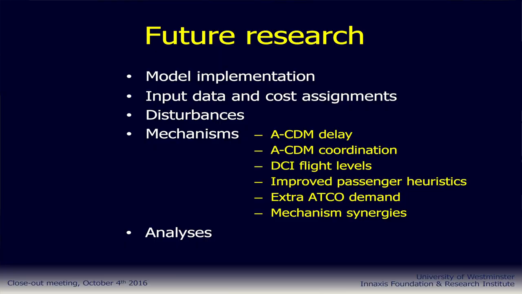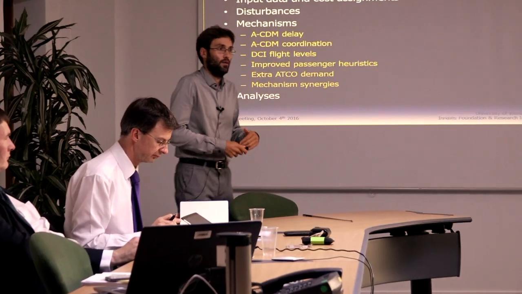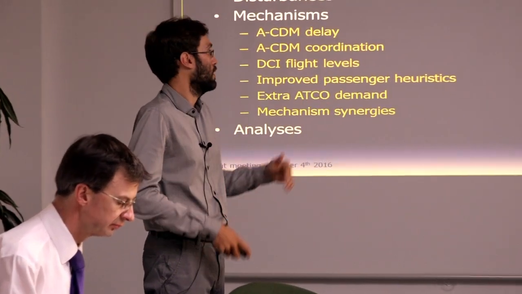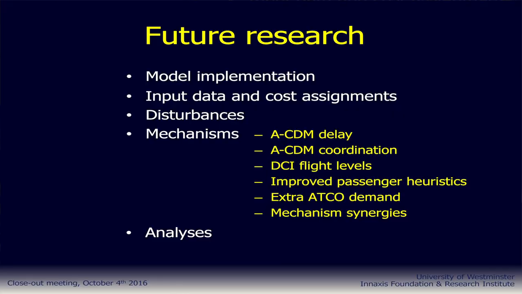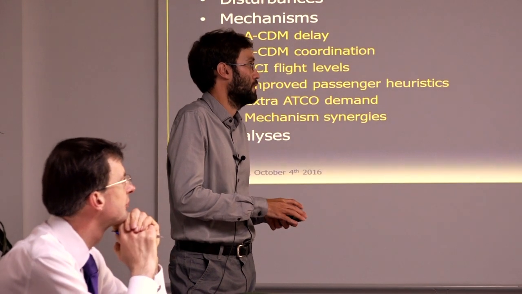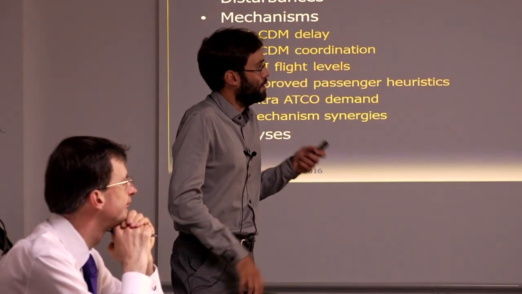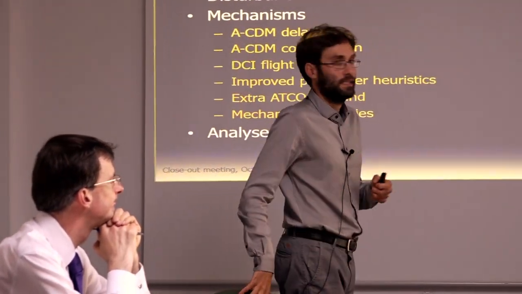Maybe we can enhance the heuristic that decides if it's worth it or not to wait for passengers, looking at the network and the knock-on effect that it will have during the day in a different way. Similarly, for the ATCO hours, we have just increased the number of ATCOs that are required. That could also be done at a more micro level, taking more into account the airspace configuration at the time and so on.